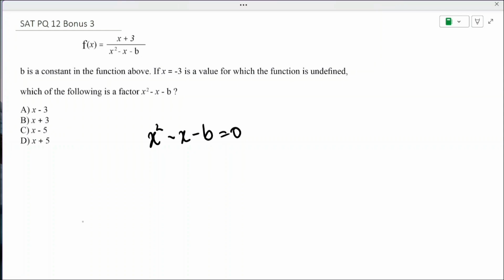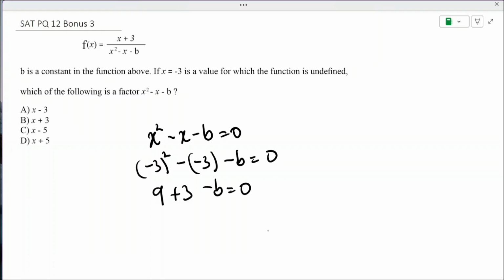So we'll take x as -3. That's (-3) squared minus (-3) minus b equals 0. (-3) squared is -3 times -3. Negative times negative will give you positive, and 3 times 3 gives 9. So you have this as 9. Next, you have a negative and a negative. You have to be very careful here. Negative times negative will give you positive. So you have +3. So 9 plus 3 minus b equals 0.